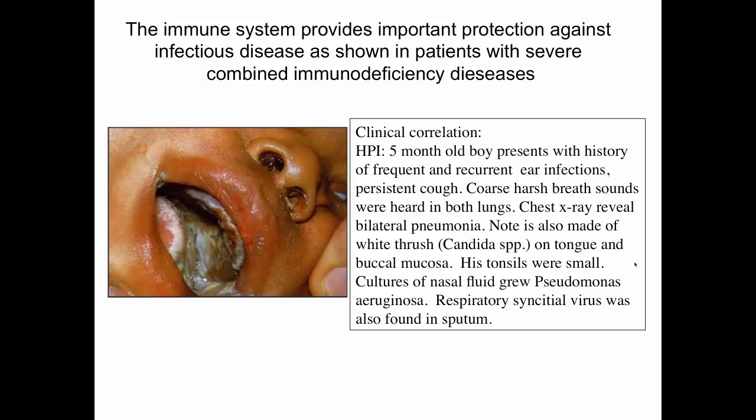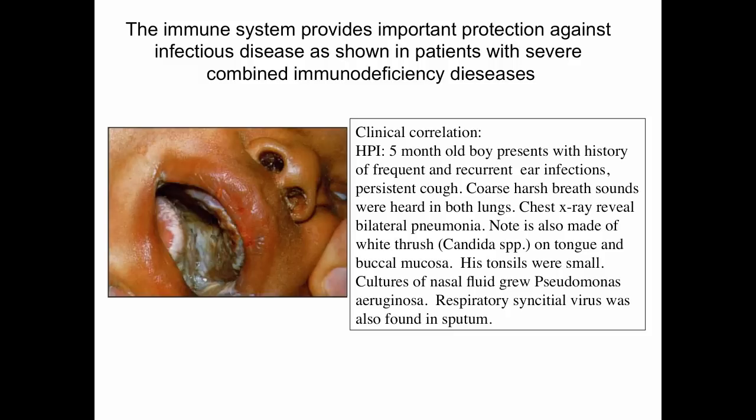In this case, he has a history of frequent and recurrent ear infections, bad cough, diagnosed with pneumonia. You can also see in his mouth that he's got a white exudate on his oral mucosa, which is indicative of Candida. And you can't really see in this picture, but if you shined a light in his mouth, you would also notice that his tonsils were small, indicating the opposite of what you'd expect to see as somebody with an upper respiratory tract infection that should have enlarged lymphoid tissue and enlarged tonsils. In somebody that's immunodeficient, they may have very small or not visible tonsils.